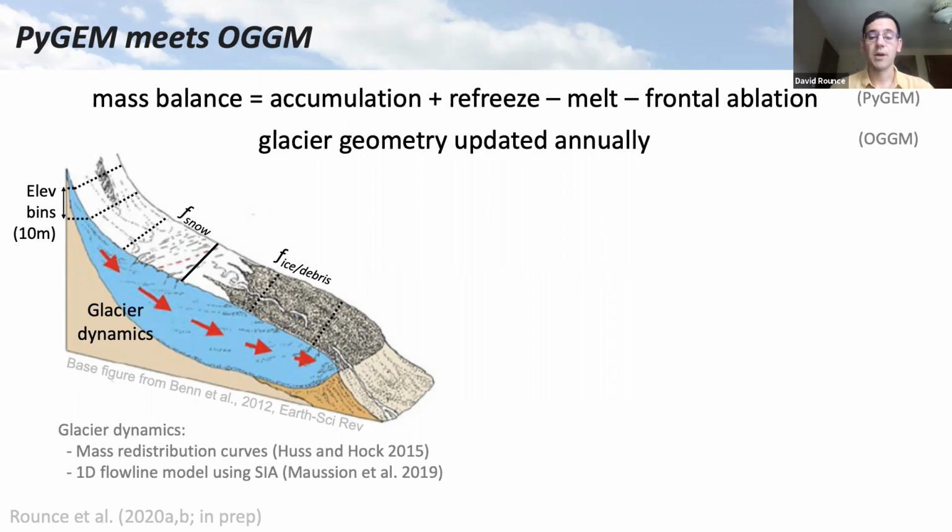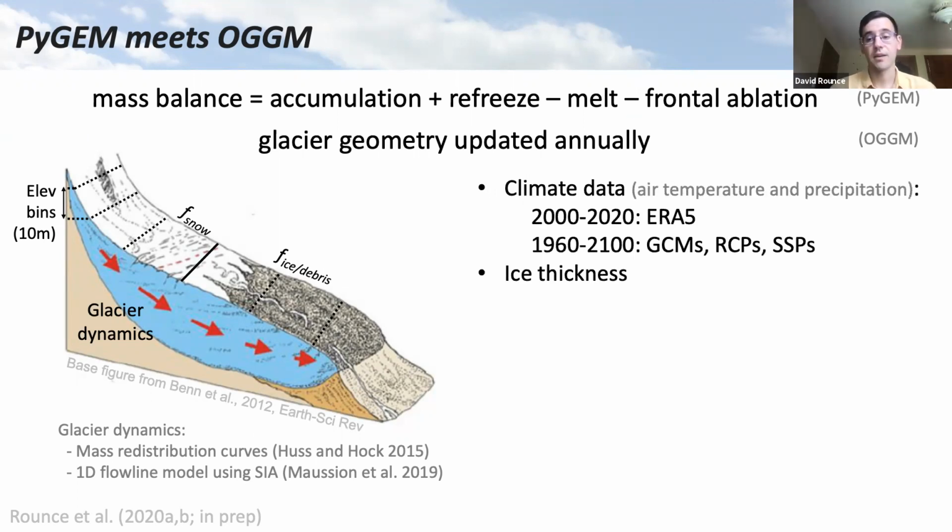So the simulations and the model results that I'm going to show, they utilize mass balance estimates from PyGEM. So we compute the mass balance based off of the accumulation, the refreeze, the melt, and the frontal ablation. And then we update the glacier geometry annually. And we do this using OGGM's glacier dynamics module, which is a 1D flowline model based off of the shallow ice approximation. Now, the model obviously requires some climate data for forcing. And so for present day, we're using ERA5. And when we look at both back in the past and in the future, we utilize an ensemble of GCMs, RCPs, and SSPs.